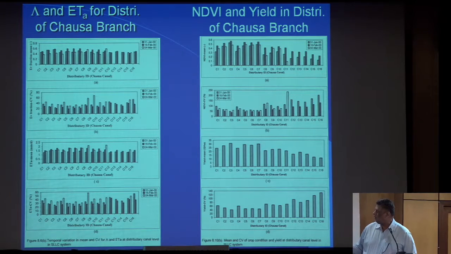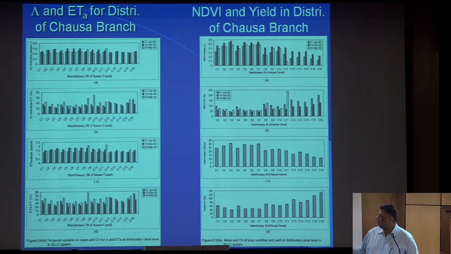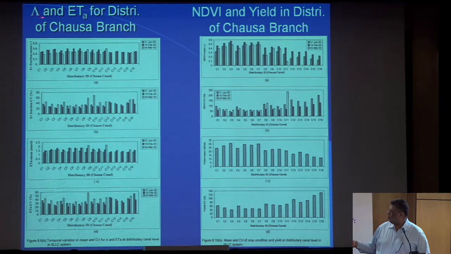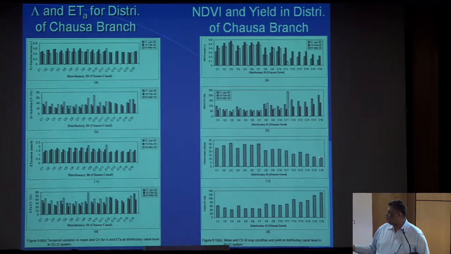We did statistical analysis for all the branch canals as well as the distributaries for evaporative fraction, actual evapotranspiration, NDVI and yield. You can see the yield is reducing when you are moving away from the head of the distributary, and as you move towards the tail end side, the water availability is less, and also the yield was less.